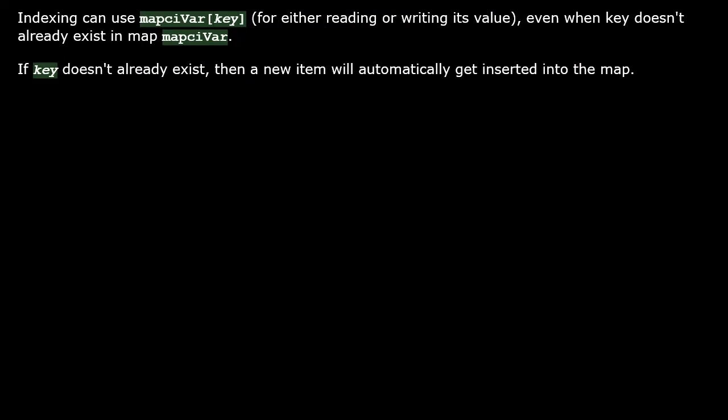Perhaps the easiest way to insert an item into a map is to use this array bracket symbol form of indexing. If the key inside the brackets doesn't already exist as the key of one of the map's items, then a new item will automatically get inserted.